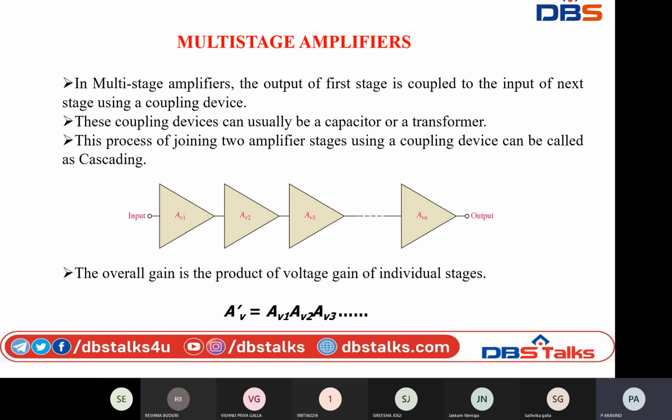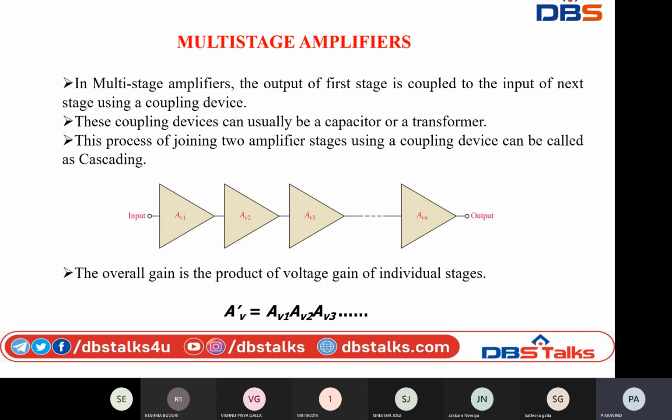The next one is multi-stage amplifiers. Multi-stage amplifiers are constructed by simply cascading a number of single-stage amplifiers. That's nothing but, in multi-stage amplifiers, the output of the first stage is coupled to the input of the next stage using a coupling device. These coupling devices can usually be a capacitor or transformer. This process of joining two amplifier stages using a coupling device is simply called cascading.